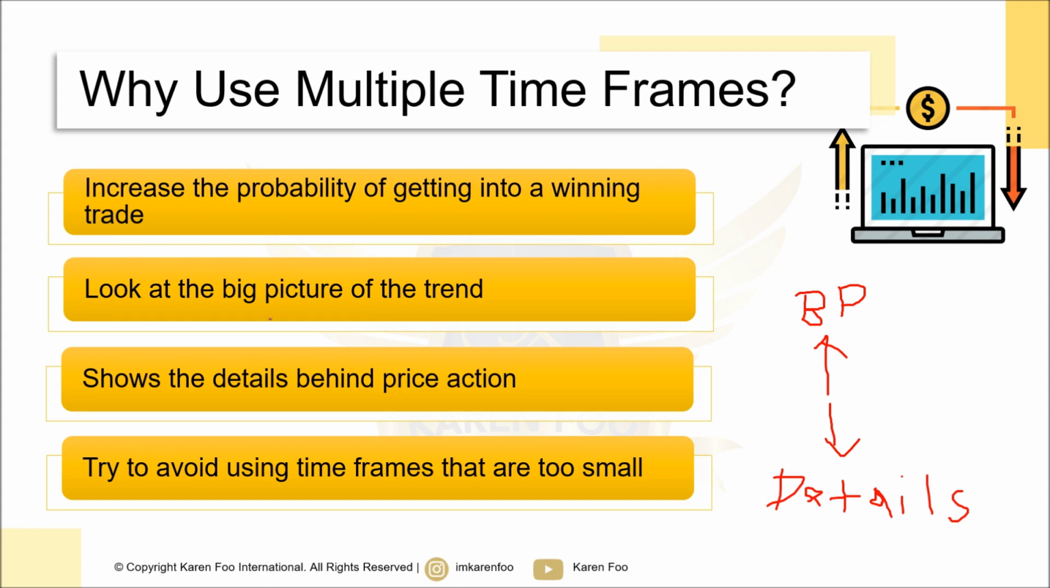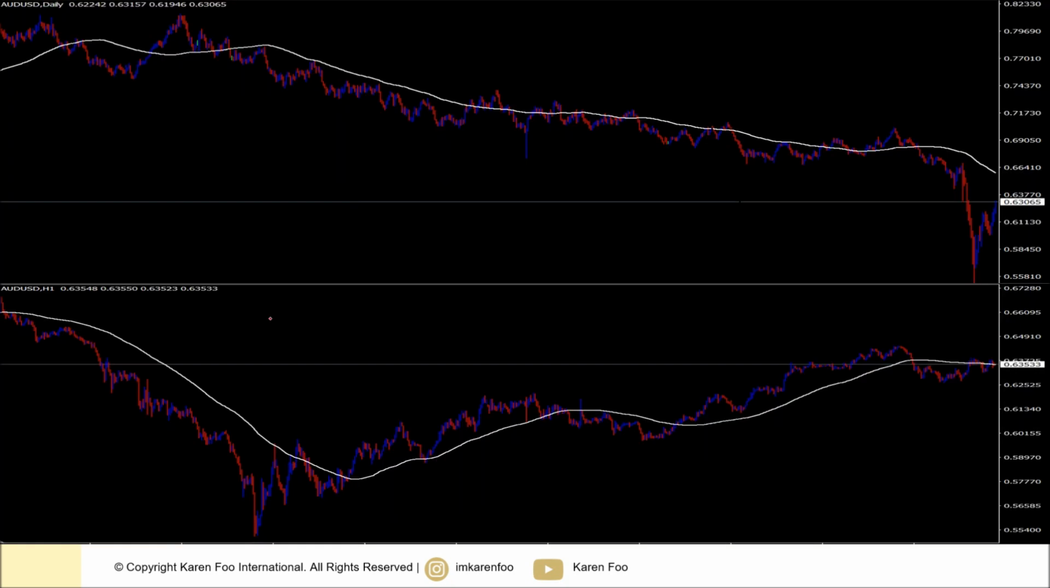But with that said, how many time frames should you look at? For example, if you're looking at the H1 time frame, you're probably holding your trades for a couple of hours. So then there's no point looking at the monthly time frames. Understand what I'm saying? Now why is it so important to look at many time frames?